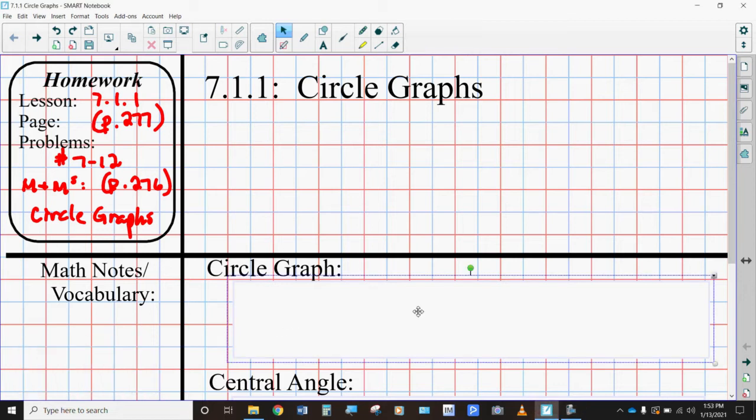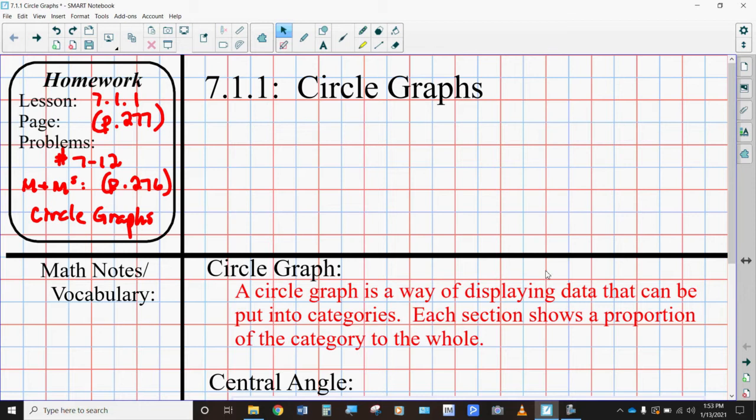First off, the circle graph is a data display, a way of displaying data that can be put into categories. If you recall last year, we talked a little bit about the difference between numerical and categorical data. The numerical data obviously has numbers, and so you can find averages, you can put information into a histogram or a box plot, lots of different things you can do with numerical data. But categorical data doesn't generally involve numbers. The data itself are categories, like what's your favorite ice cream? Some people like vanilla, some people like mint chocolate chip, some people like caramel crunch or whatever. There are lots of different flavors of ice cream.